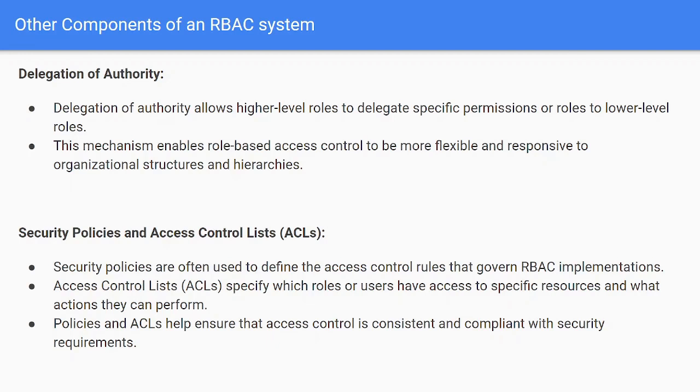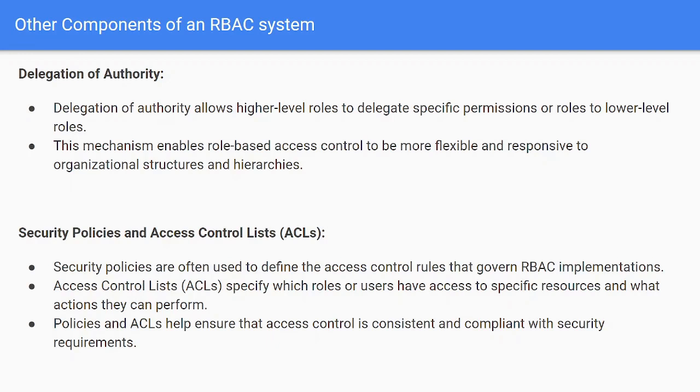Security policies are often used to define the access control rules that govern role-based access control implementation. An access control list specifies which roles or users have access to specific resources and what actions they can perform. So basically, access control lists and policies go hand in hand. They help to ensure constant access control management.